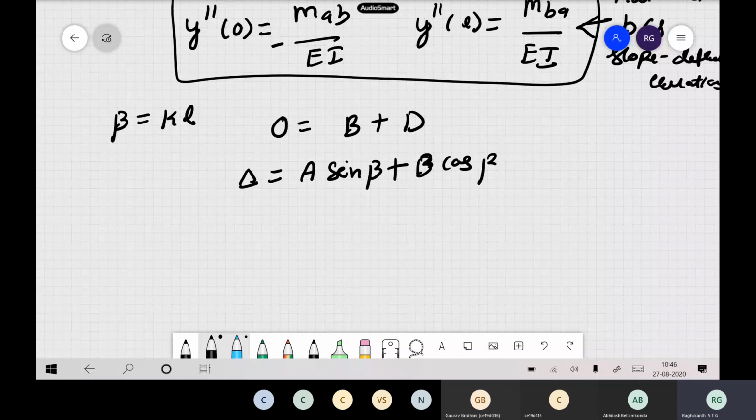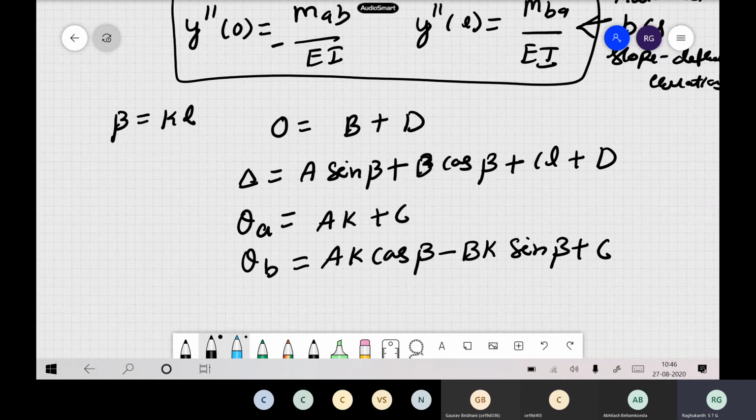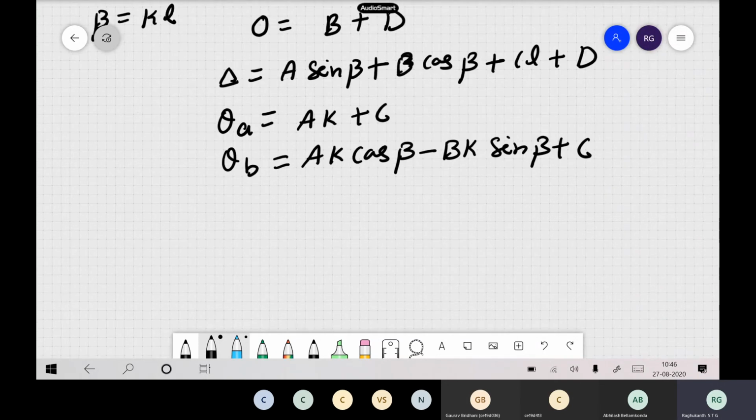So B cos beta plus CL plus D, then theta A. So this is equal to A times K plus C, then theta B. Say this is A K cos beta minus B K sin beta plus C. Okay, so these are the 4 boundary conditions.